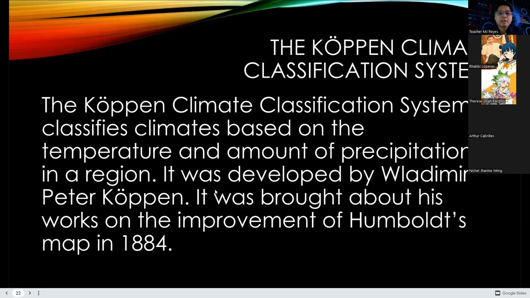Köppen climate classification classifies climates based on the temperature and amount of precipitation in the region. So again, this is based on the temperature and the amount of precipitation per month. It was developed by Vladimir Peter Köppen. It was brought about by his works on the improvement of Humboldt's map in 1884.